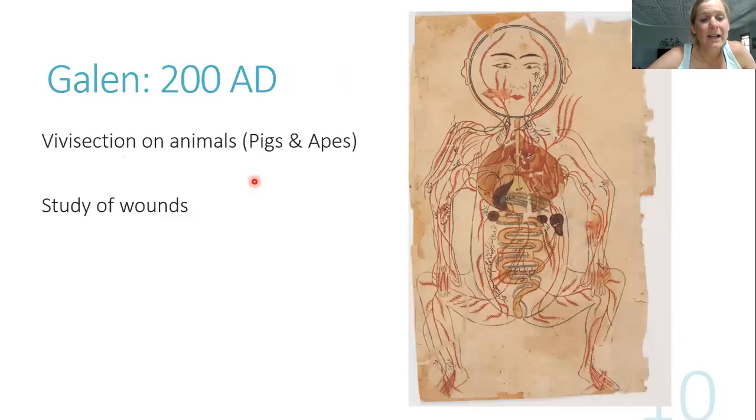Okay, 280, continuing with vivisection on animals such as pigs and apes. They also started studying wounds and trying to understand what they could do to speed up recovery of wounds and that sort of thing. So that was going on.